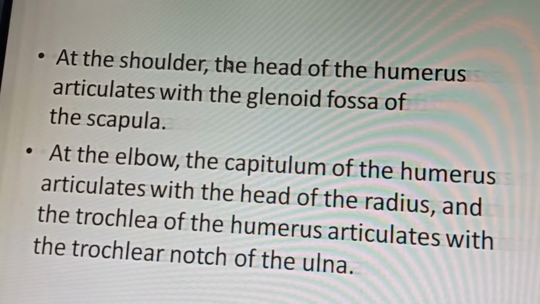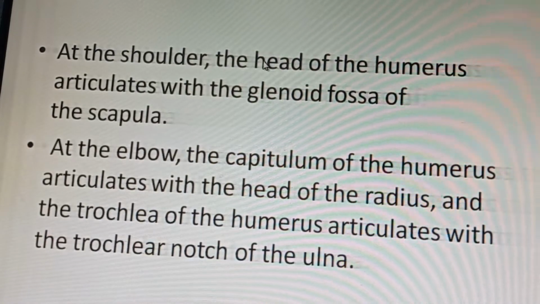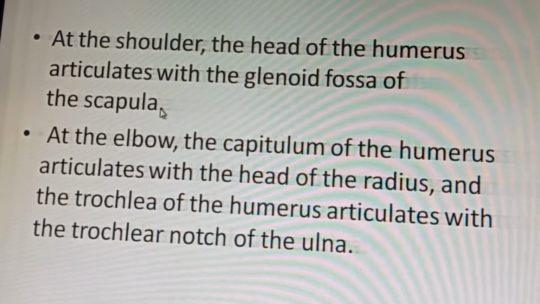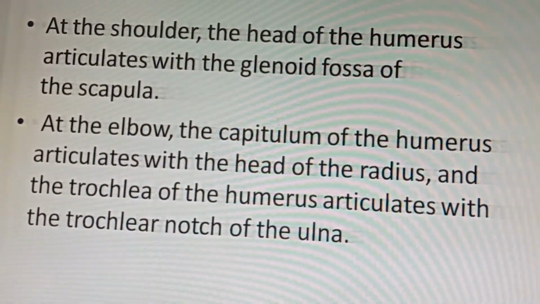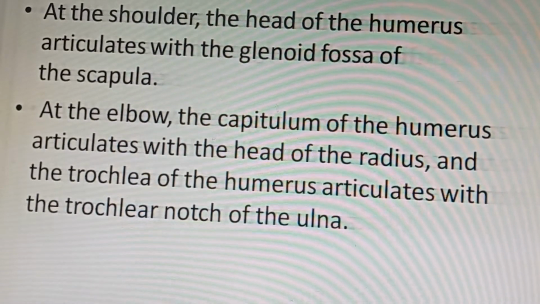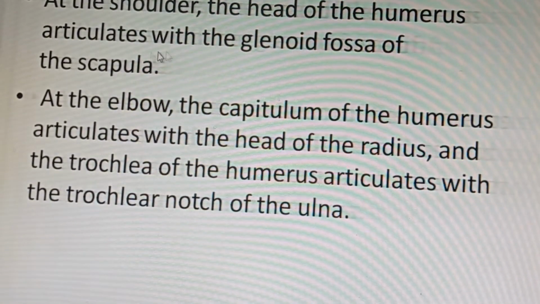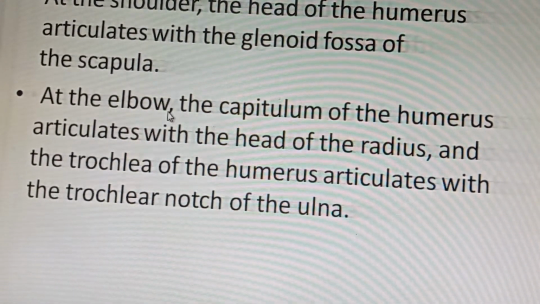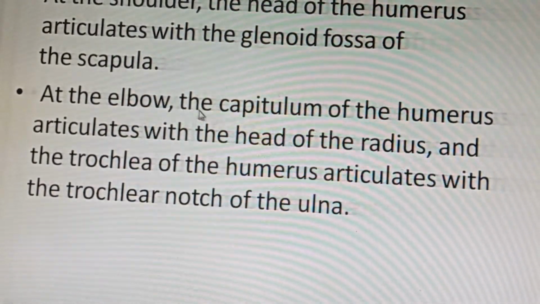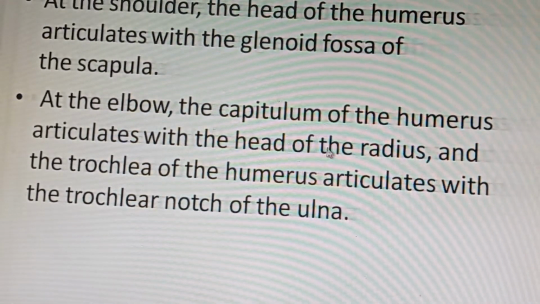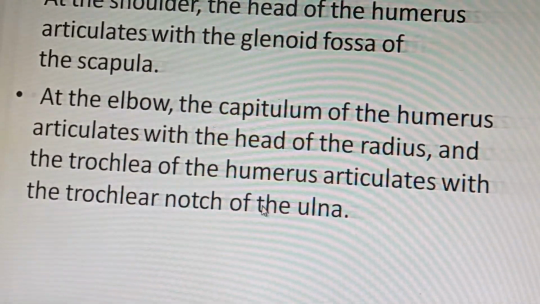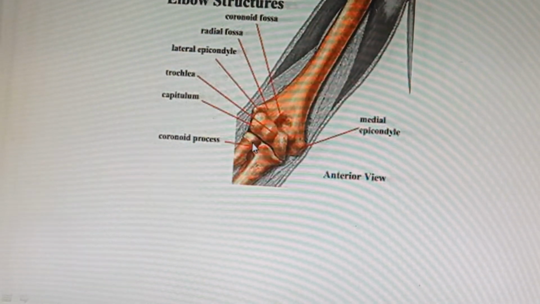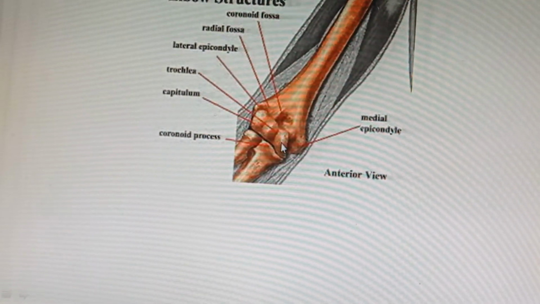At the shoulder joint, the head of the humerus articulates with the glenoid fossa of the scapula. We have studied before that the head of the humerus fits with the glenoid fossa of the scapula. At the distal end, at the elbow joint, the capitulum of the humerus articulates with the head of the radius and the trochlea articulates with the ulna. If you see, this capitulum is attached with the head of the radius and this trochlea is attached with the ulna.